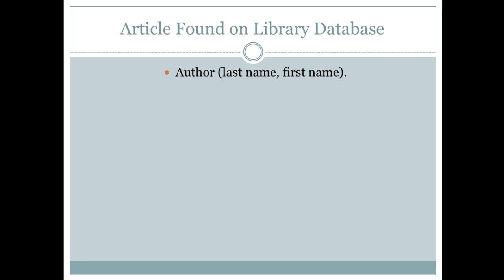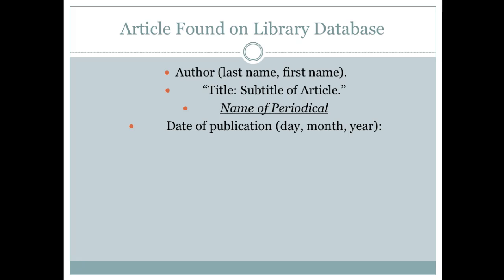Author, again, last name, first name. Title, subtitle of the article. Name of the periodical, where it's being published. Date of the publication. Page numbers. Those are the original page numbers, even if you can't see them. Any kind of online database like EBSCO or New York or Chicago Tribune, they're going to tell you what those original page numbers are in the original.